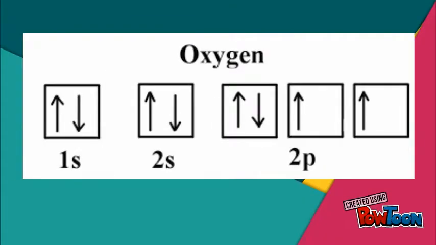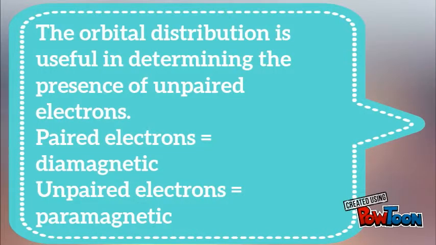Here is an example of an orbital diagram of oxygen. Notice that for 2p4, the first orbital is paired. Based on Hund's rule, if each orbital is already half filled, pairing of orbitals will occur. The orbital distribution is useful in determining the presence of unpaired electrons. Paired electrons are diamagnetic, while unpaired electrons are paramagnetic.